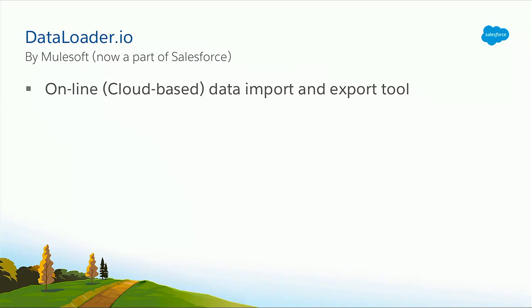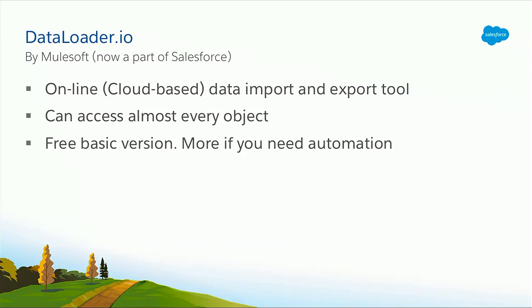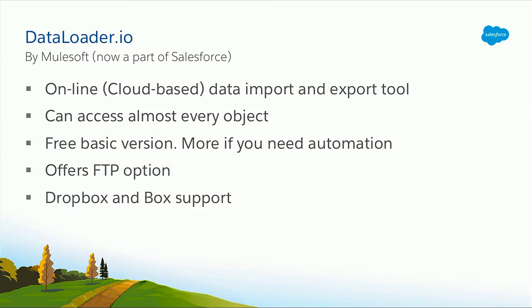So this is an online tool. There's nothing to download. It's all web-based, cloud-based. Like the other DataLoader, it can access almost every object. And it's free. There's actually multiple versions of Dataloader IO. There's a paid version that gives you more records and more functionality, but the free version is pretty good. It offers an FTP option and also works with Dropbox and Box support. So those are great for exporting and saving to one of those other options.